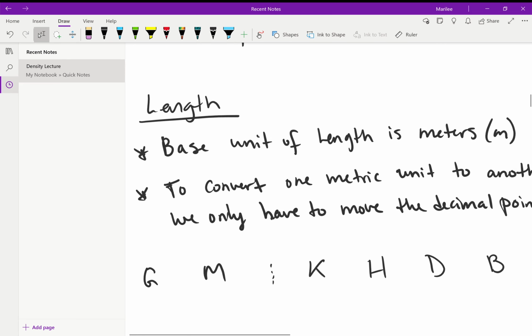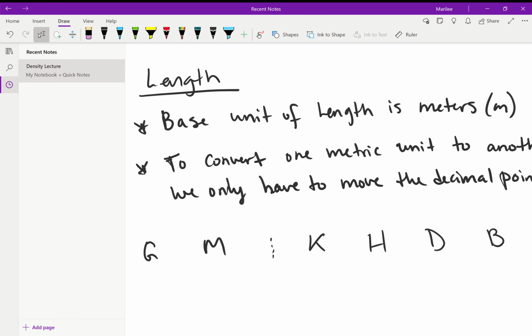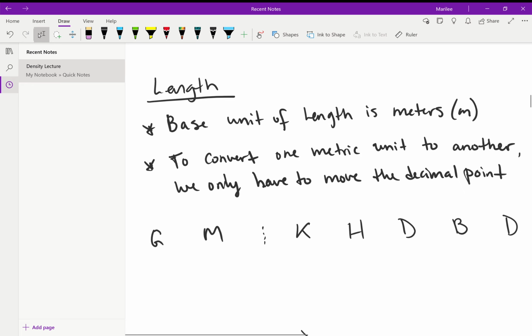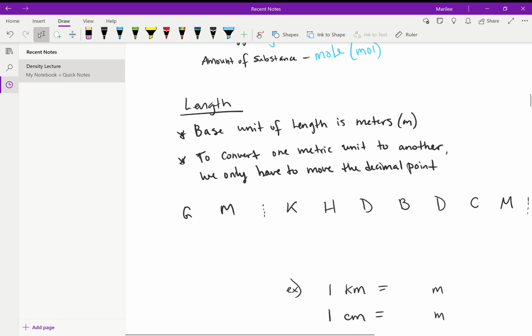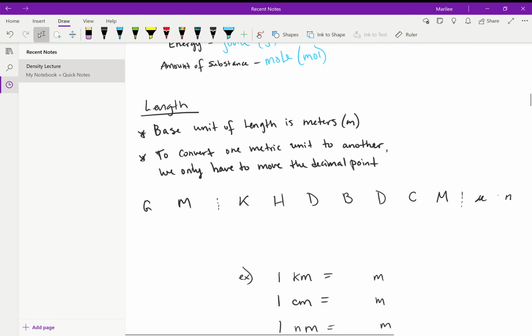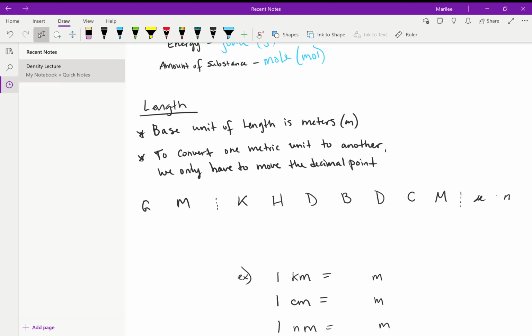Let me go over length. So the base unit of length is meters. To convert one metric unit to another, we only have to move the decimal point. Okay. So we have the King Henry died but didn't call mom. I know it's funny, but it's the only way I can remember. So these are powers of 10s. So we have 1 here, 10 to the power of 1, 10 to the power of 2, 10 to the power of 3.